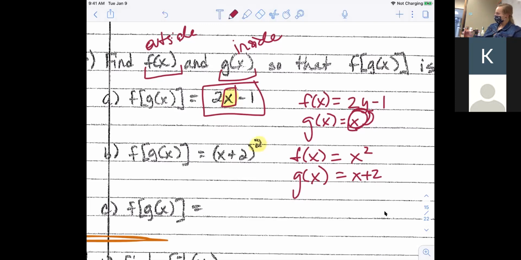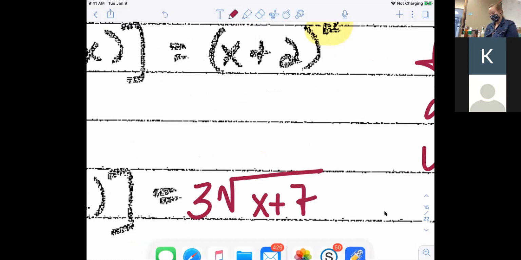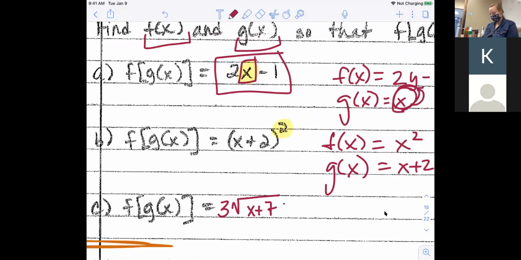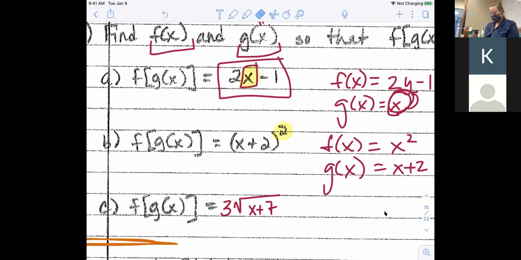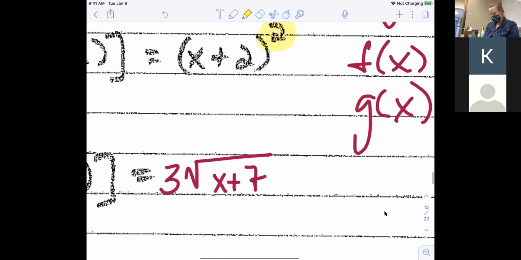I'm going to make another one up. Let's do 3 radical x plus 7. What's on the inside of that? What's inside? I'm going to argue it's even just x plus 7.